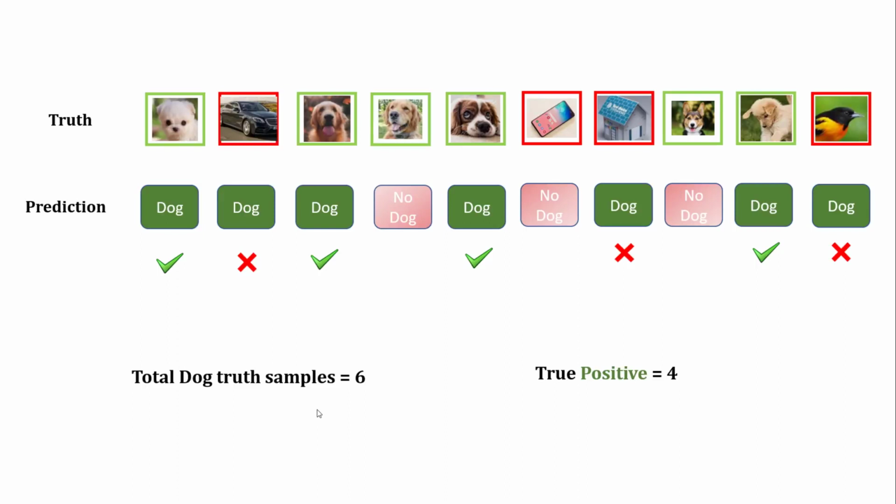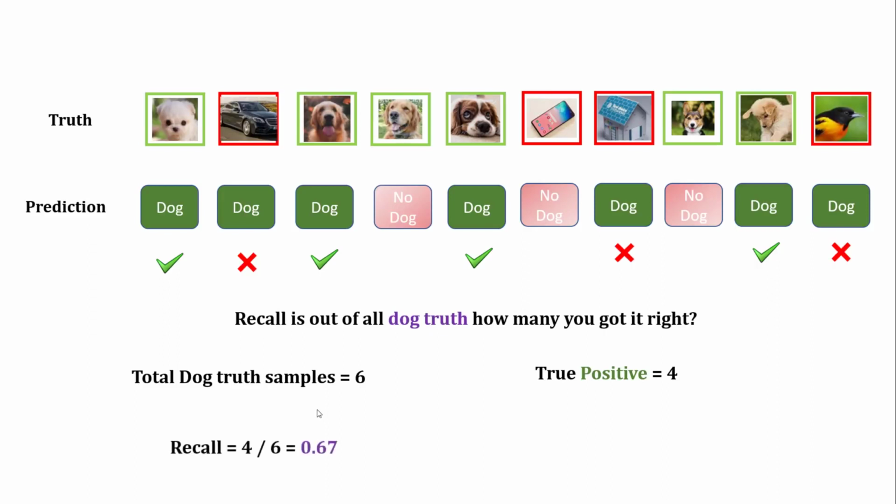Now let's talk about recall. When you're thinking about recall, you always think about truth as your baseline. So what is my truth? In my truth, a total of 6 samples are dog samples. But when I predicted, I got only 4 correct predictions for dog. So recall is, out of all your dog truth samples, how many you got right. You had a total of 6 dog samples, and out of that, you got 4 right. Hence, 4 divided by 6, 0.67, is your recall.